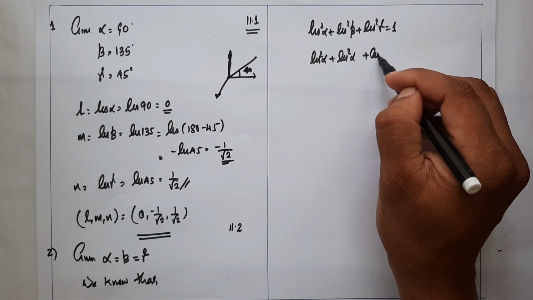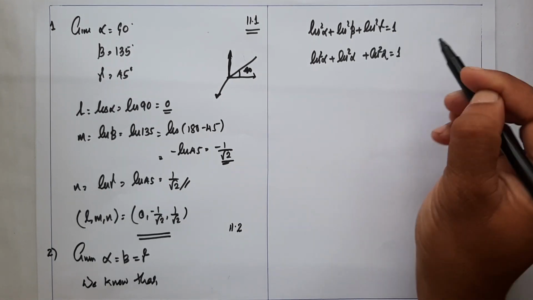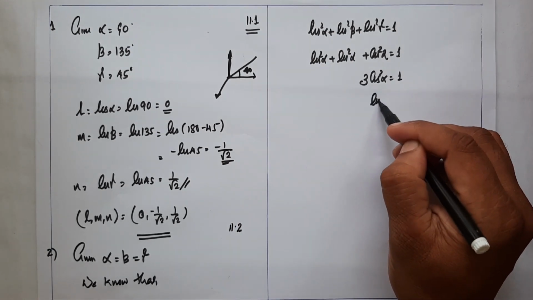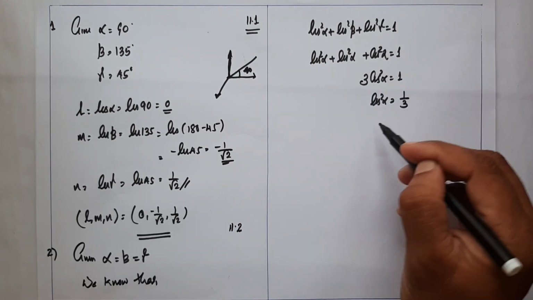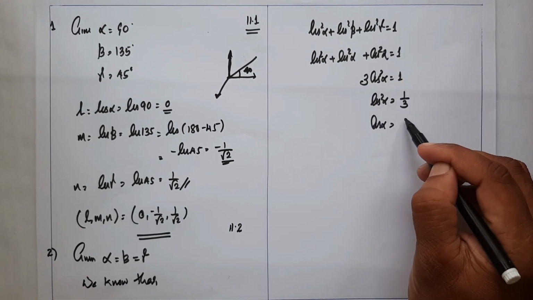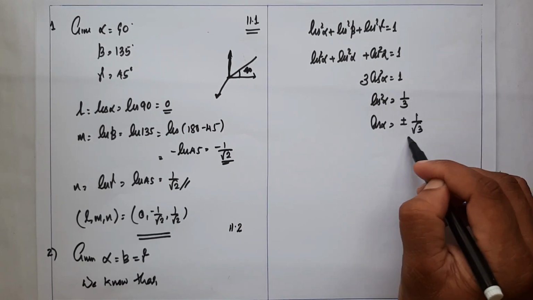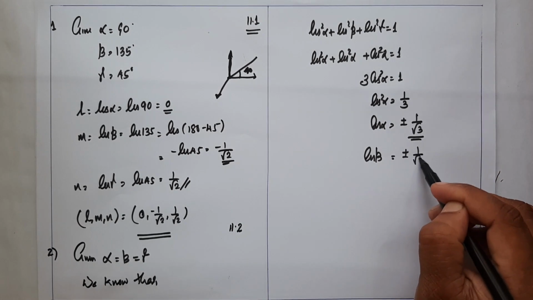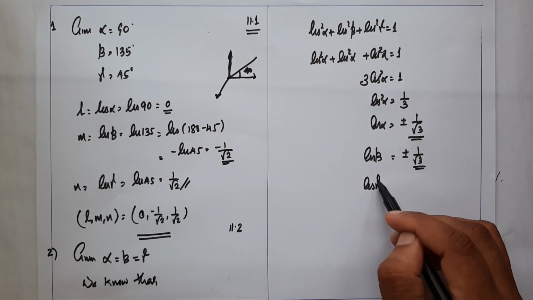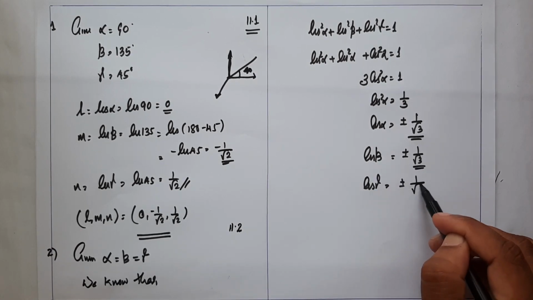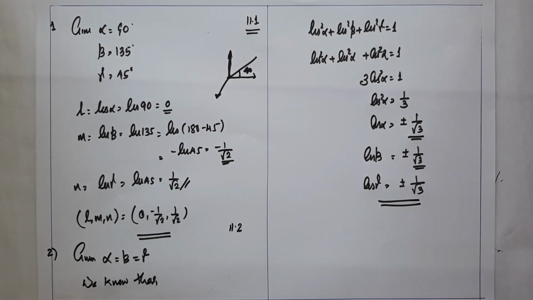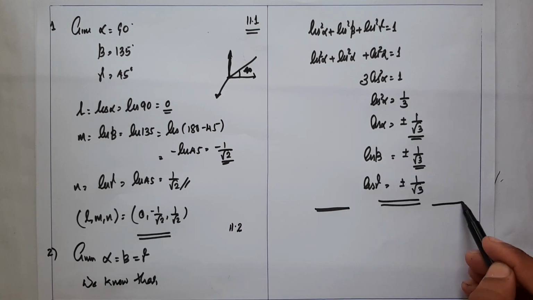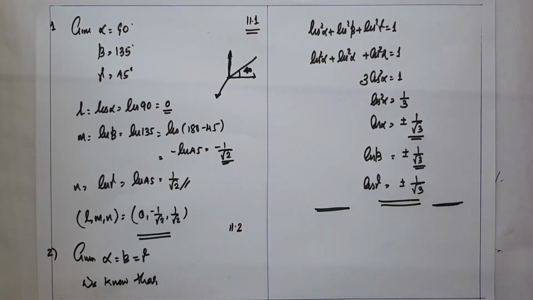Here alpha, beta, gamma are equal, and therefore we get cos square alpha plus cos square alpha plus cos square alpha equal to 1, that is 3 cos square alpha equal to 1. Therefore cos square alpha equals 1 by 3, and cos alpha equals plus or minus 1 by root 3. Similarly, cos beta is also plus or minus 1 by root 3, and cos gamma is plus or minus 1 by root 3. These are the direction cosines.